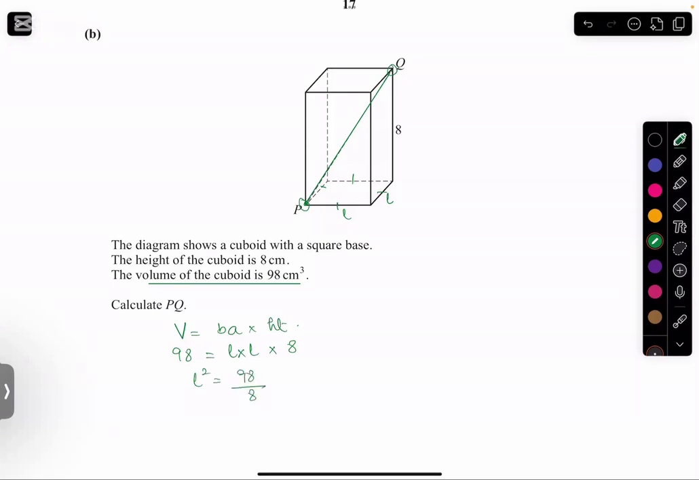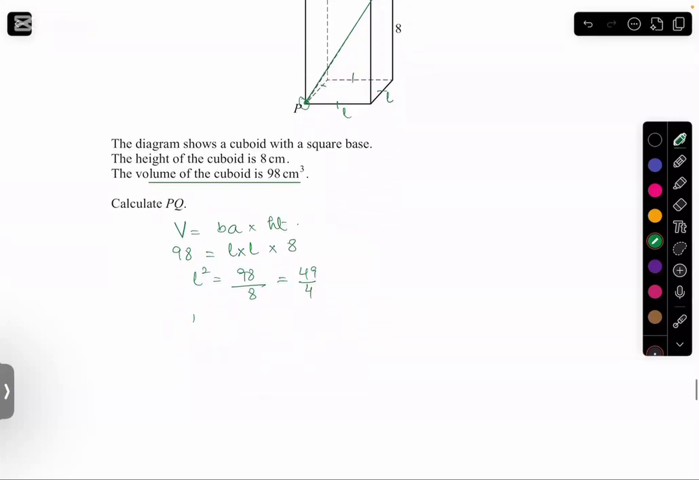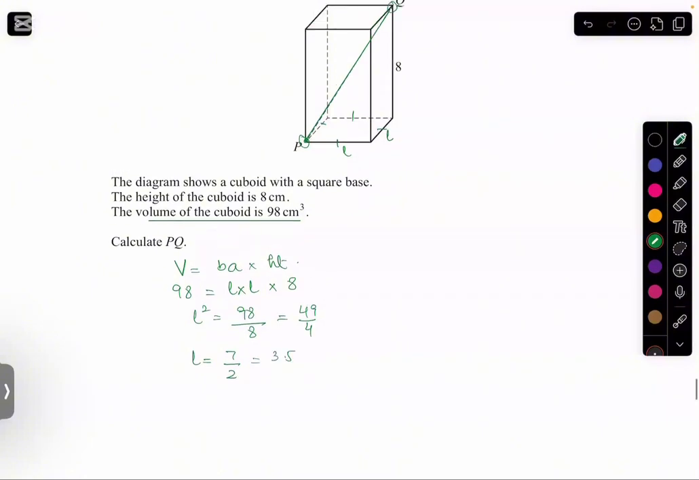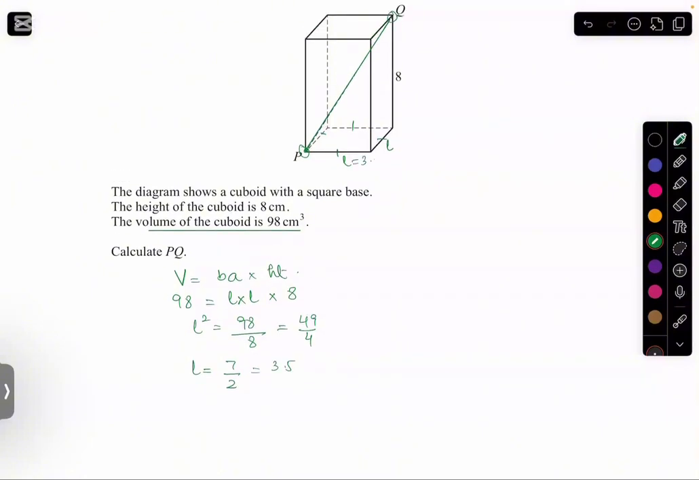So L squared comes out to be 49 by 4. Or further, taking the square root, L becomes 7 by 2. So this is 3.5. Right? So I have this L, which is 3.5. I have this L, which is also 3.5.